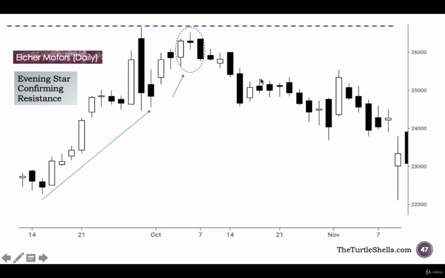So look at what happens next. The price has gone nowhere near the resistance created by the dark cloud cover and the evening star. So evening star confirming resistance is my style of a trade.